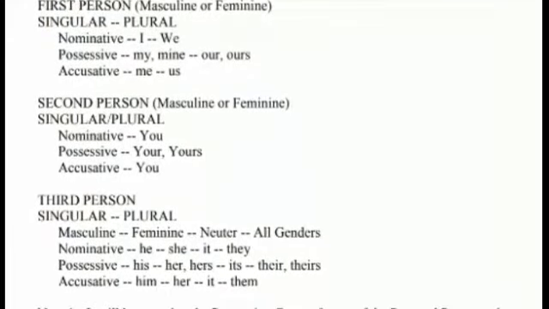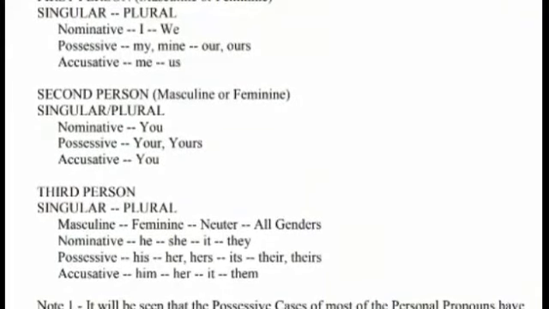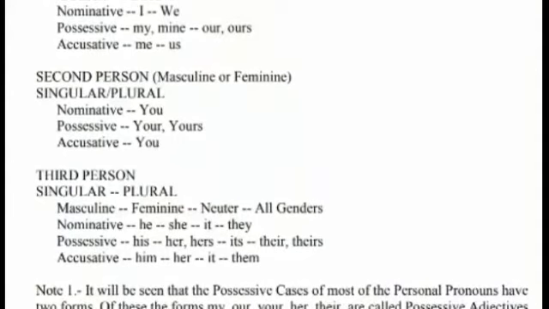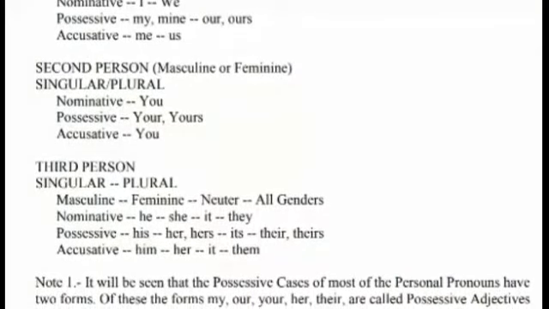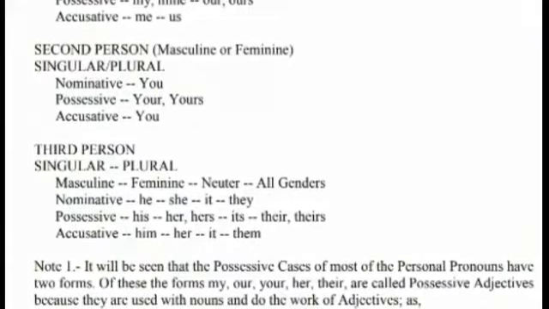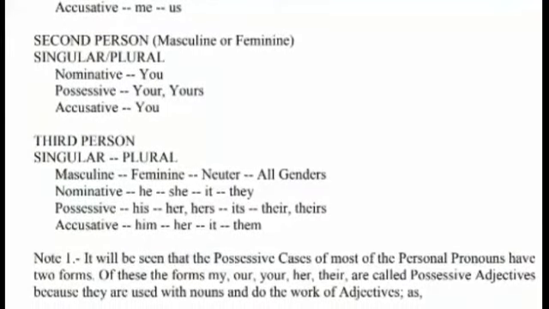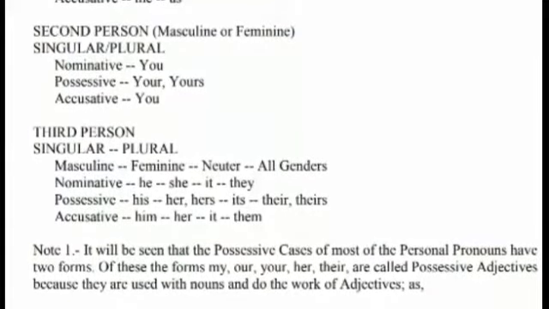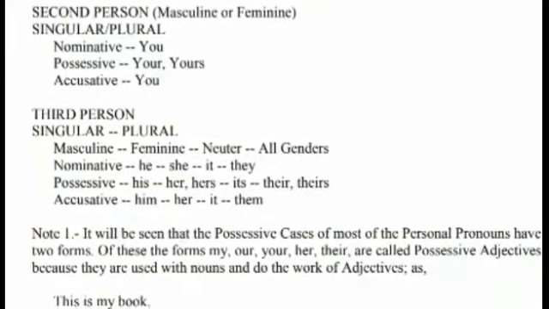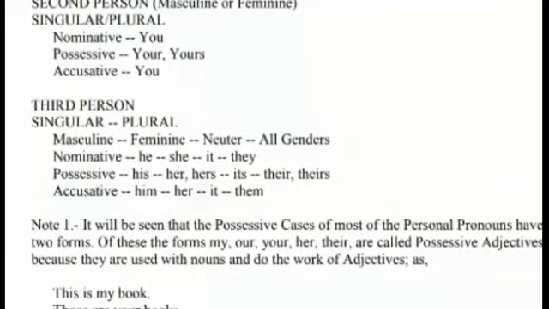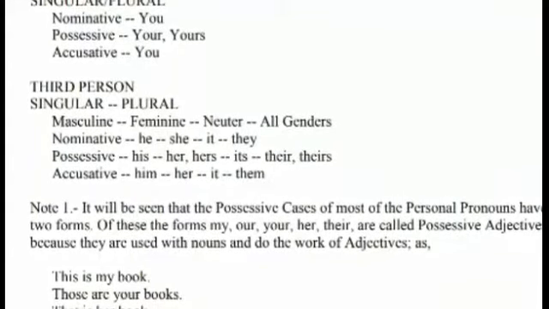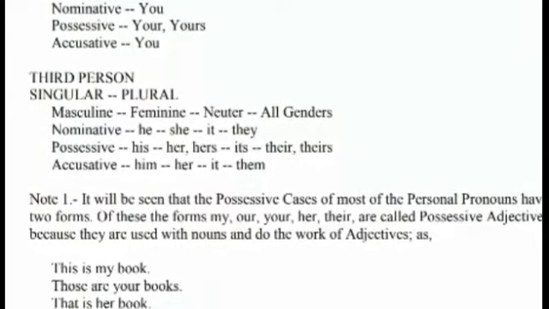For third person singular, here we have different words for masculine gender and feminine gender, separate. Nominative masculine singular, he. Nominative feminine singular, she. For neuter gender, it. For plural, for all genders, they. Possessive masculine singular, his. Feminine, her or hers. For neuter gender, its. For plural, theirs. For accusative masculine singular, him. For feminine singular, her. For neuter gender, it. For plural, them. So these are the examples for forms of personal pronouns.